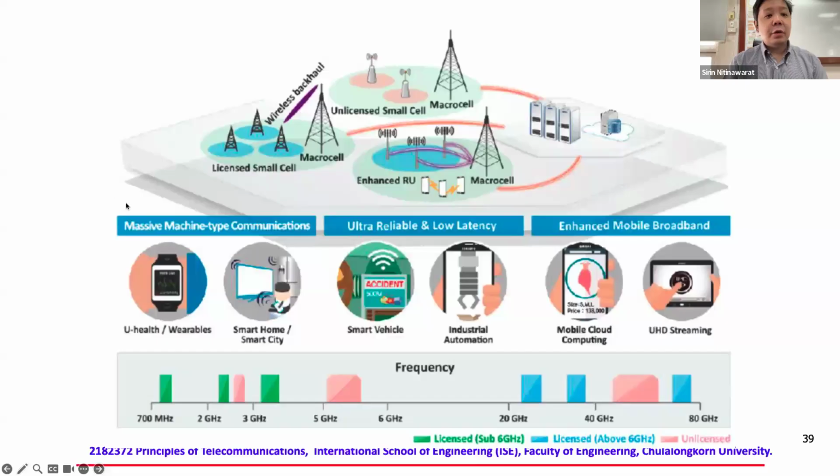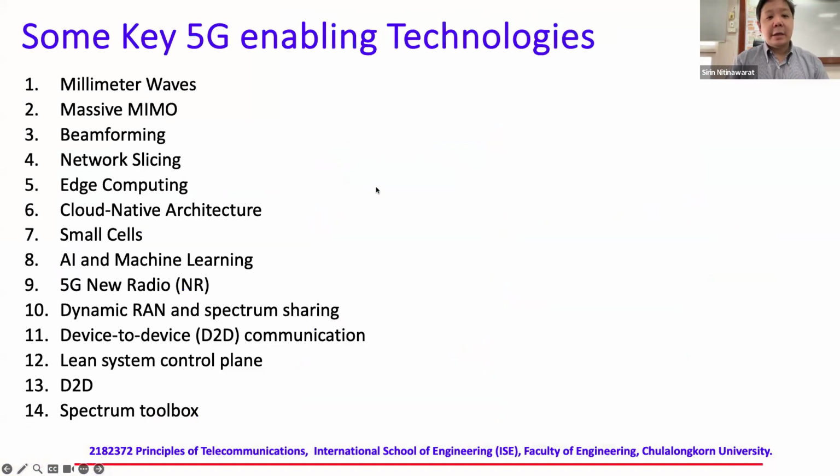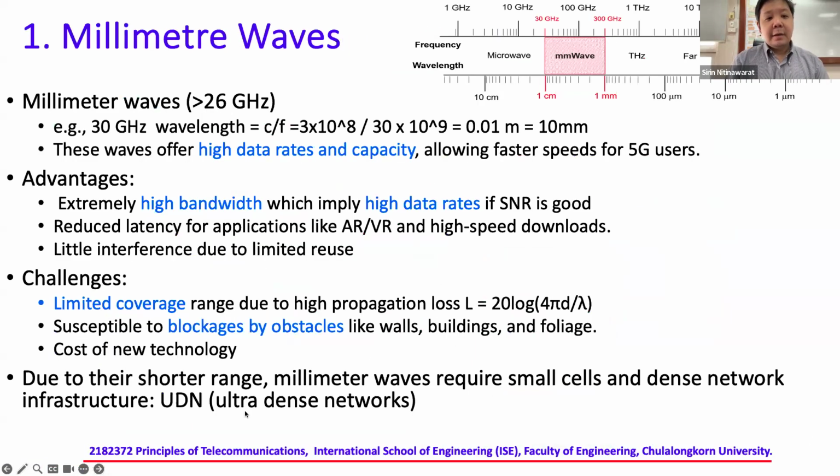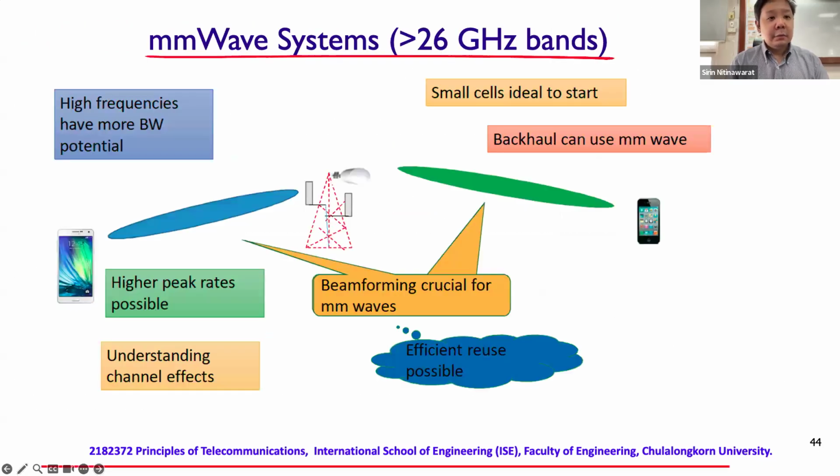Like the picture that I showed earlier here, you can deploy this millimeter wave band for small cells, okay, that are appended to the larger cell to increase the capacity. Sometimes these are called ultra dense network because you want to make the network very dense, supporting a lot of users that are very data hungry.